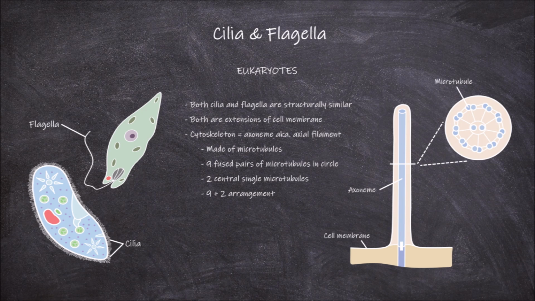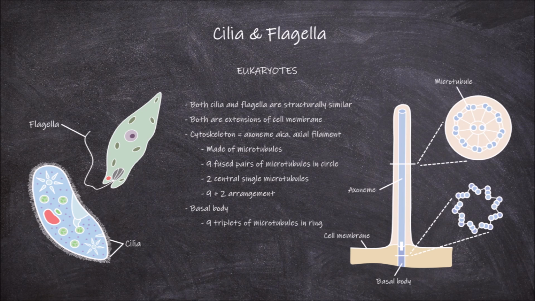The eukaryotic flagella or cilia also has a basal body at the base of the extension. The basal body is a short cylinder with a slightly different cytoskeleton. In the basal body, there are 9 microtubule triplets forming a ring around the periphery. This forms a 9+0 arrangement. The basal body is separated from the rest of the extension by a basal plate.